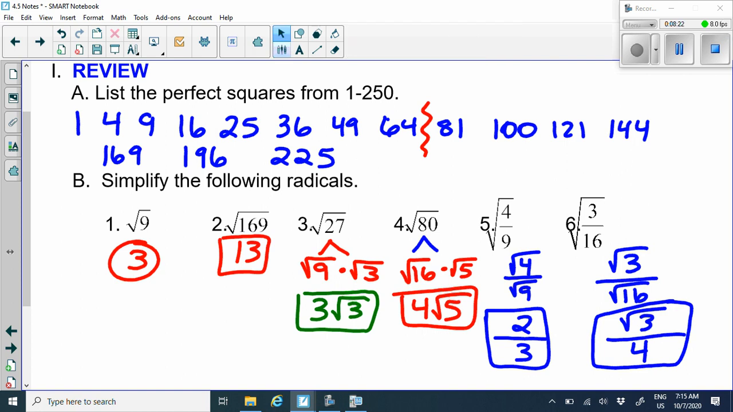Okay, make sure you watch the next video. It's going to be over solving and using this information to simplify our answers.